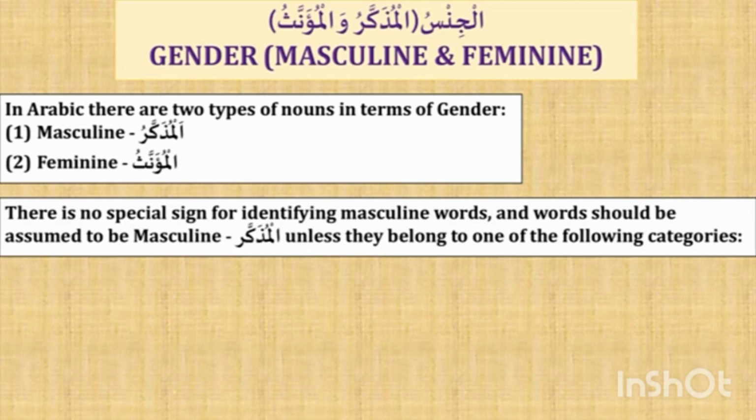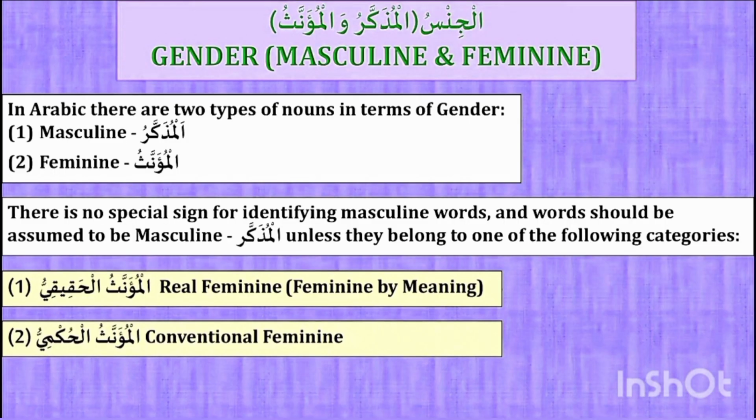In Arabic, there are two types of nouns in terms of gender. Number one, masculine, al-muzakkar. Number two, feminine, al-muannas. There is no specific sign for identifying masculine words, and words should be assumed to be masculine, al-muzakkar, unless they belong to one of the following categories: al-muannas al-haqiqi, real feminine, feminine by meaning. Second one is al-muannas al-hukmi, conventional feminine.